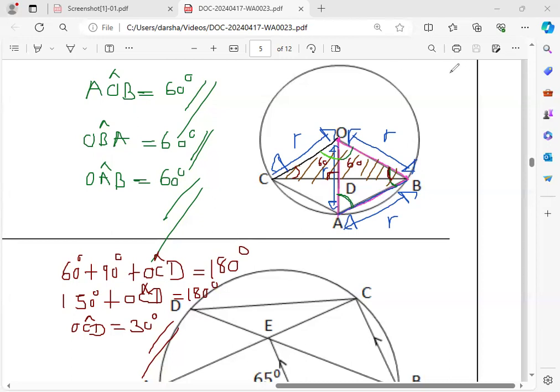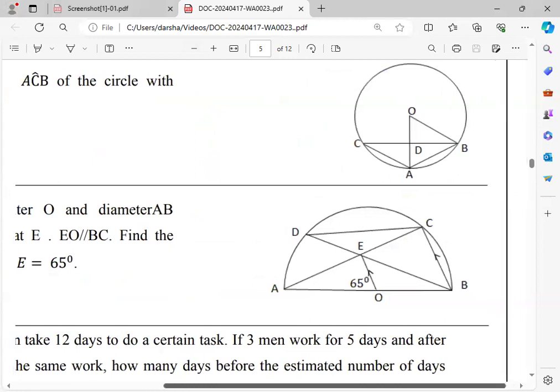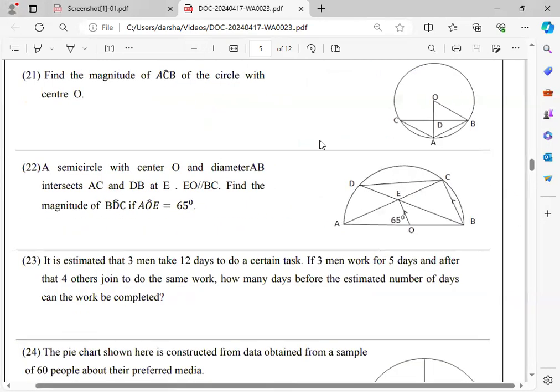Okay. So I hope you all have written this. Then we'll move on to the next one. The next one is question number 22. A semicircle with center O and diameter AB intersects AC and DB at T. Okay. Then what they are telling is EO is parallel to BC. Find the magnitude of BDC if AOE is equal to what? Equal to 65 degrees. Okay.